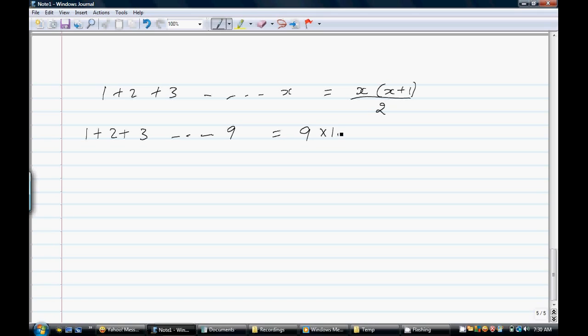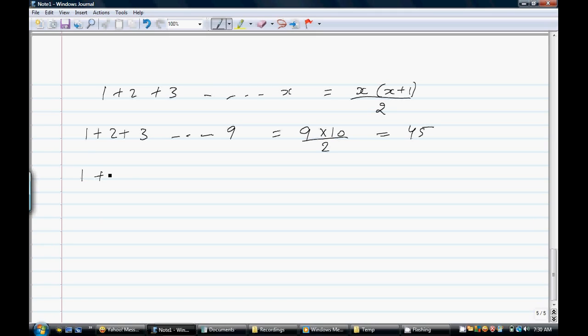Hi everyone. Today I will show you how to add numbers in series. For example, if I have to add 1 plus 2 plus 3 up to x, then the sum will be x into x plus 1 divided by 2. For example, if I have numbers from 1 plus 2 plus 3 up to 9, then all I have to do is multiply 9 by 10 and divide by 2. So that will be 45.